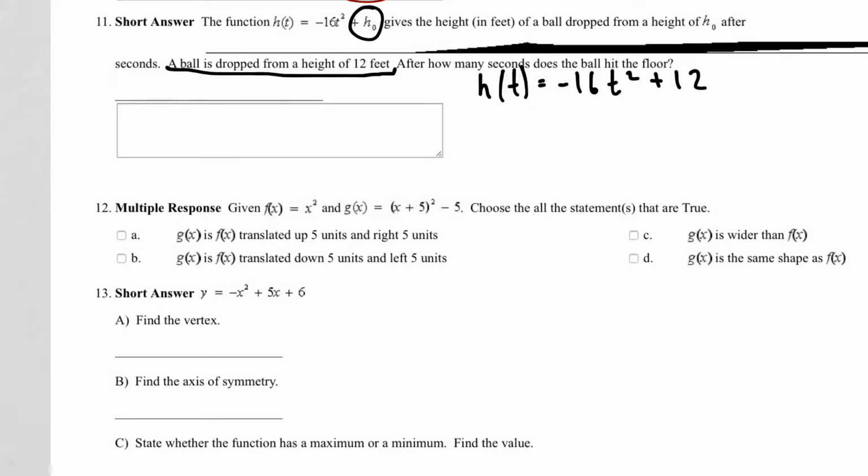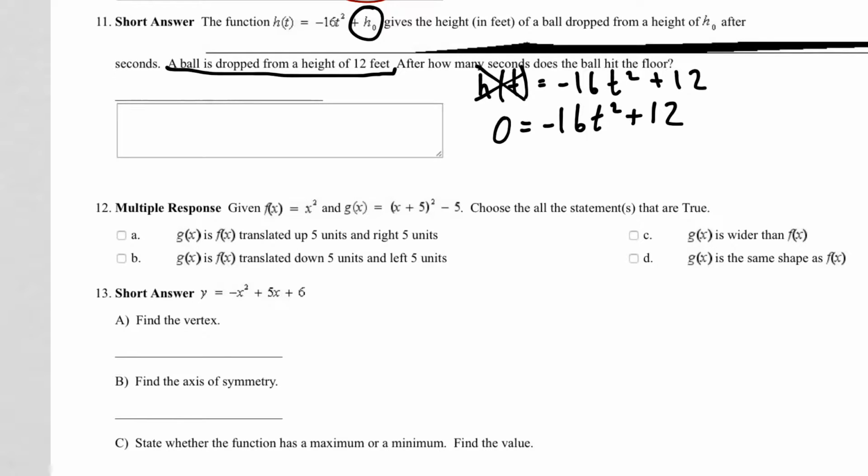That means 0 feet in height, right? Hit the floor, that means 0 feet. So that is the 0 that you're going to plug in right there. 0 equals negative 16t squared plus 12. And now solve. This is not a very difficult problem to solve, guys.